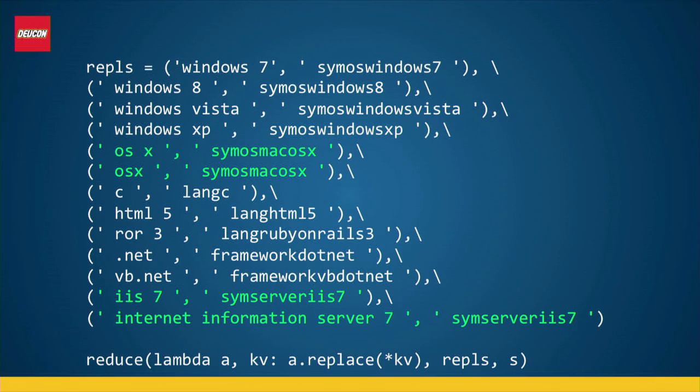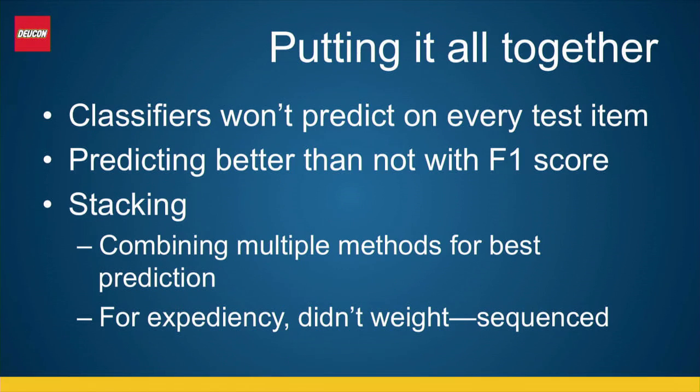Okay, so this is just a quick replace. I went through the documents before I processed them, and I had a table of about 100 of these that I'd replace. Okay, so putting it all together, classifiers aren't going to predict on every test item. So some it just doesn't know. There's nothing above a certain confidence level. You're always better predicting something rather than nothing if you want to get a better F1 score.